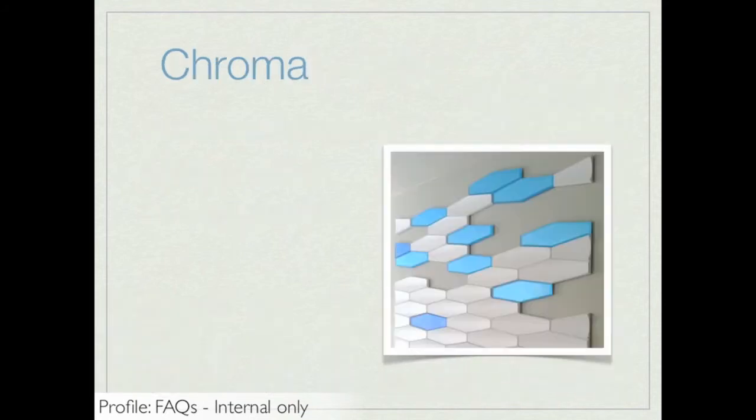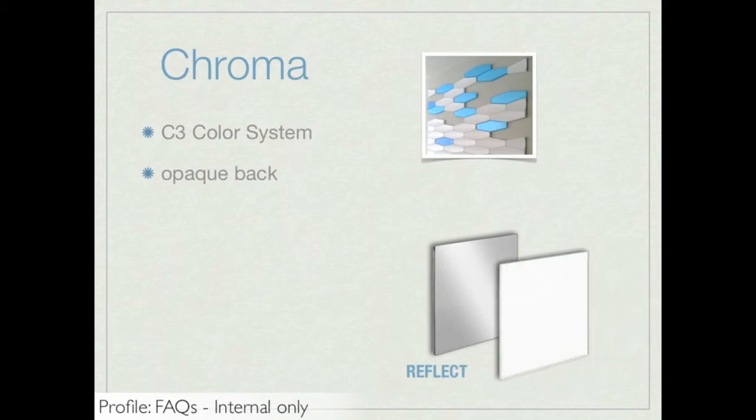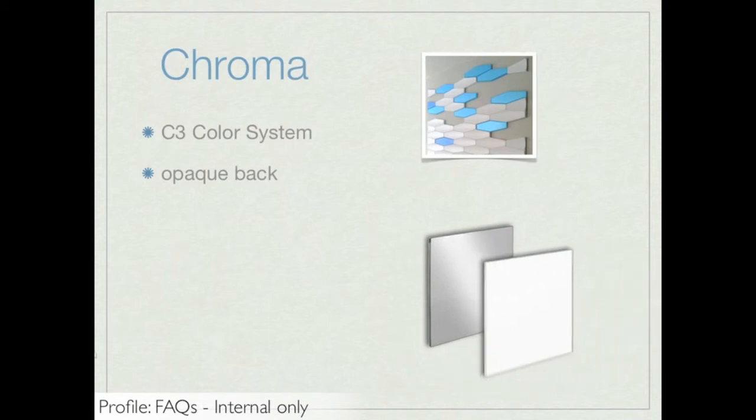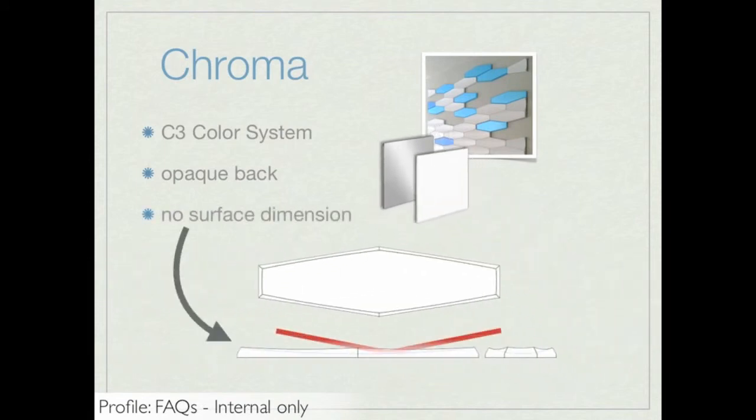Finally, chroma uses the C3 color system and is only available for tiles. When using C3, we recommend having an opaque back to hide the installation mechanism. This can be done using reflect or whiteout. Also, be aware that chroma tiles do not have the dimension carved on the surface. However, the size and beveling of chroma tiles will perfectly match the rest of the tiles in the pattern.